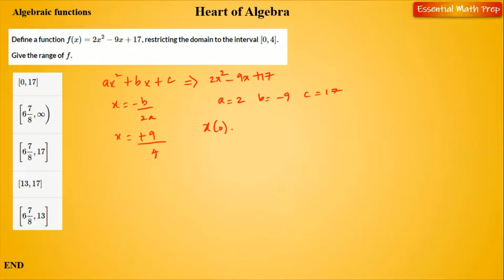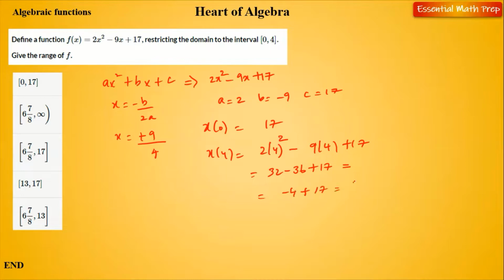So x equals 0 would give you 17. x equals 4 would give you 2 times 4 squared minus 9 times 4 plus 17. That's 4 times 2 is 16, 32 minus 36 plus 17. So that would be negative 4 plus 17, which is 13. We know 13 is one of these two, the maximum, right? We know 17 is bigger, so definitely one of the ones with the 17 is possibly the correct answer.